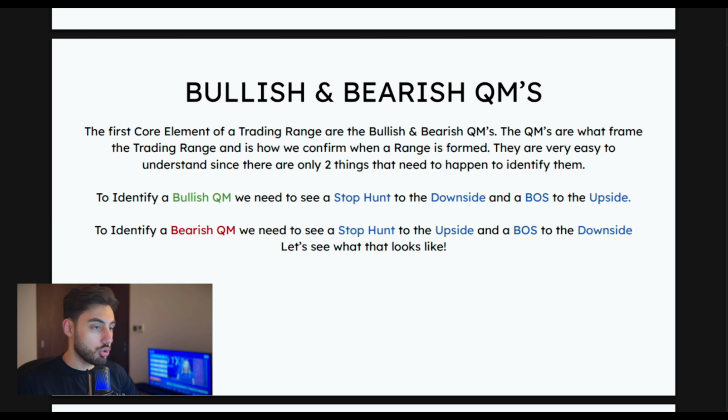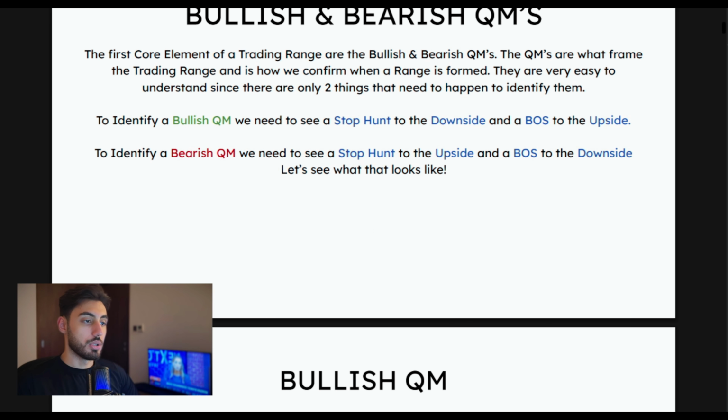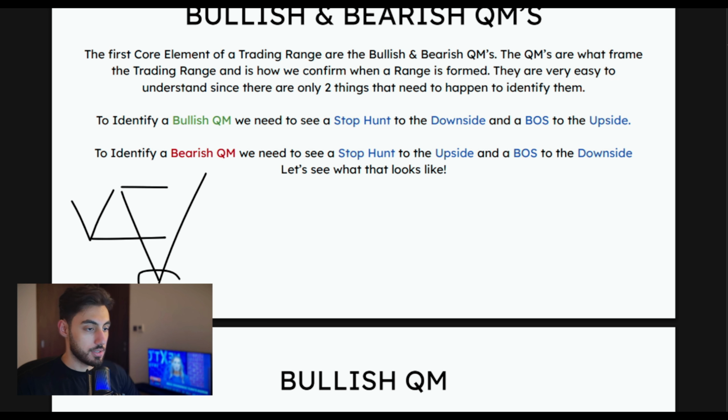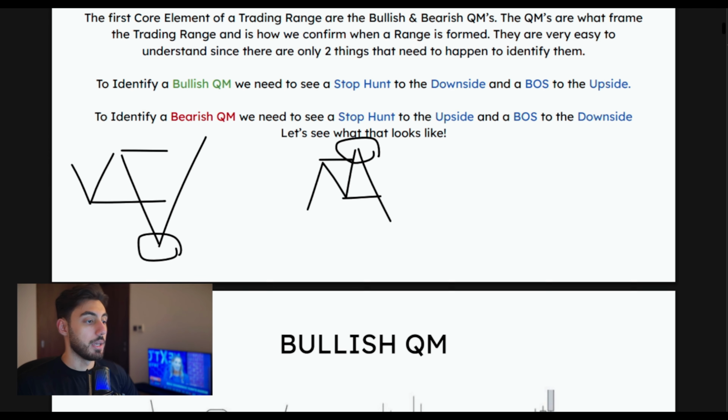They are very easy to understand since we only need two things to happen to identify them. For the bullish QM, we need to see a stop hunt to the downside and a break of market structure to the upside. For the bearish QM, we need to see a stop hunt to the upside and a bearish break of market structure to the downside, which we call a bearish QM.